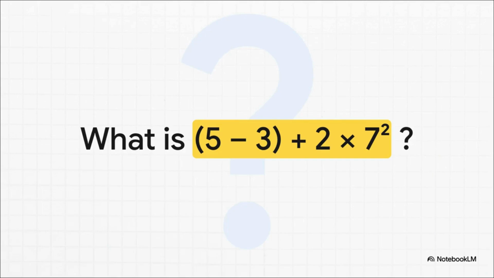Okay, let's just dive right in with a classic GCSE-style question. Have a look at this. 5 minus 3 plus 2 times 7 squared. It looks a bit messy, doesn't it? You've got brackets, addition, multiplication, a power, all jumbled together. This is exactly the kind of thing examiners love to throw at you to check you know the basic rules.